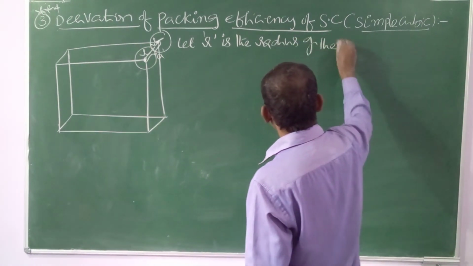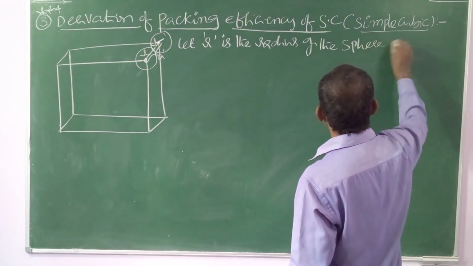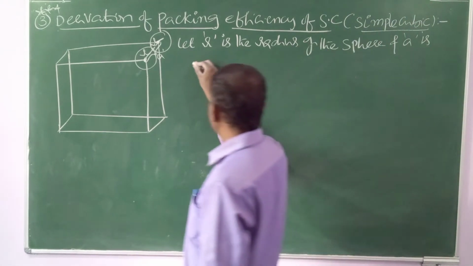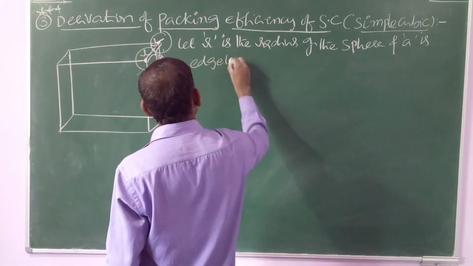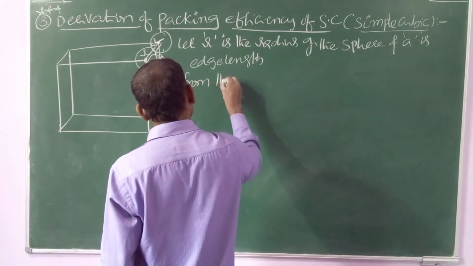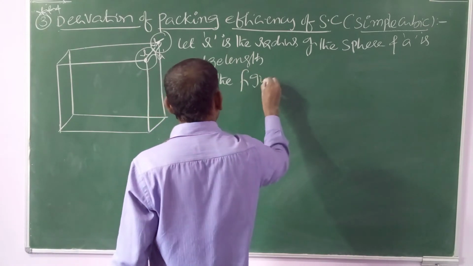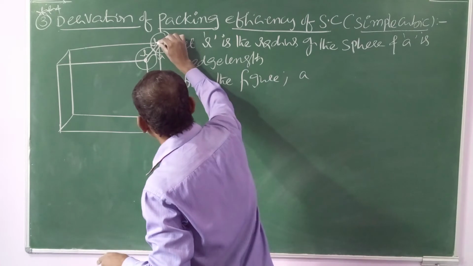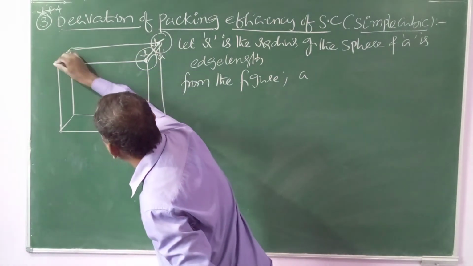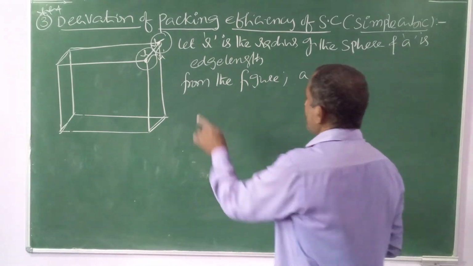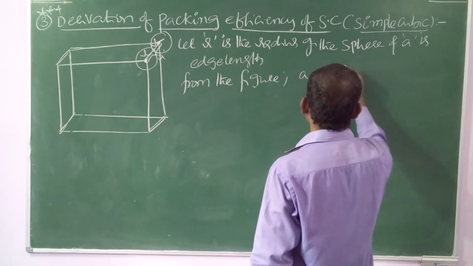Radius of the sphere, and A is the edge length. From the figure, here this is called one edge length, like the 12 edge lengths. This is the second edge, third edge, like that. This is also one edge. This is also one edge. From the figure, edge length A equals 2R.